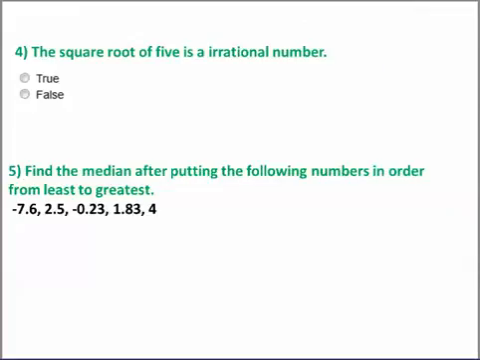The square root of 5 is irrational. The square root of 5 is most certainly irrational. We've kind of talked about that, so I'm going to move on. Find the median after putting the following numbers in order from least to greatest. If you need help, and I highly recommend that you use your calculator for help if you have any question about putting them in order, and then when we need to find the median, we're looking for the middle number.